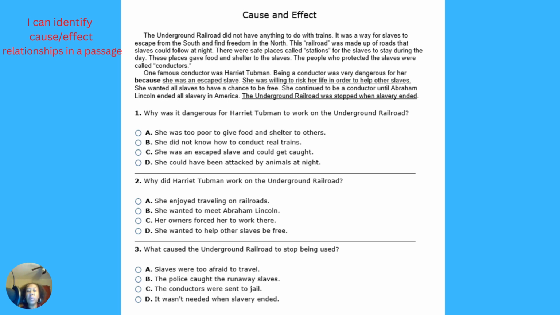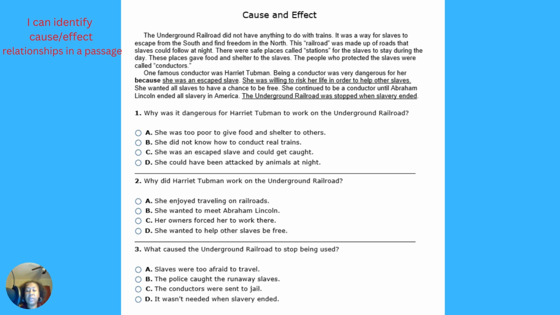All right, boys and girls. Number 1, why was it dangerous for Harriet Tubman to work on the Underground Railroad? Now we have A, B, C, and D. We're going to read each option, and we're going to go back to the passage to find our answer. Some of these you might know, and you might be able to just mark your answer. But some of these might be a little bit challenging, and you might have to go back to the passage. If you want to get it right, that's the best thing to do.